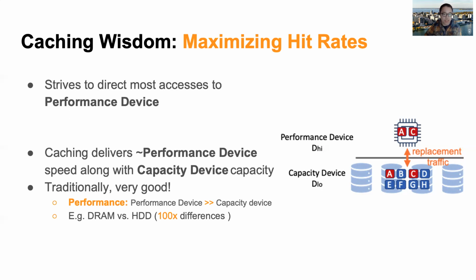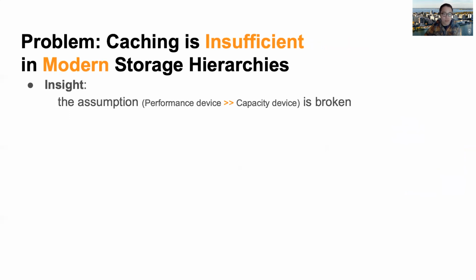In traditional hierarchies, where the performance device is much faster than the capacity device, caching hence works really well. However, within modern storage hierarchies, caching along with the wisdom of optimizing hit rate is no longer sufficient. The insight is that the assumption of the performance device being much faster than the capacity device no longer holds in today's hierarchies.